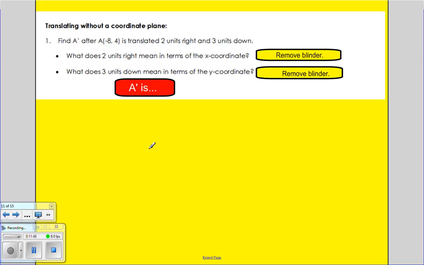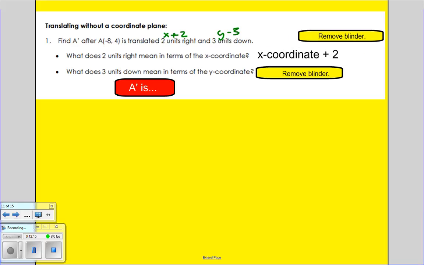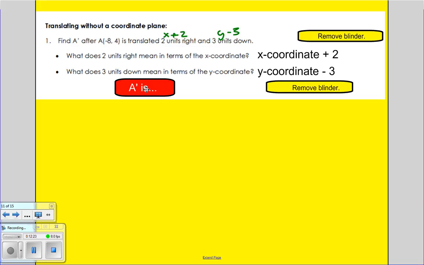Let's talk about finding A prime if the original A is at negative 8, 4. It's translating 2 units right, which is adding 2 to the x-axis, and 3 units down, which is subtracting 3 from the y-axis. Okay, what does 2 units right mean in terms of the x-coordinate? It means that we are adding 2. Okay, what does 3 units down mean in terms of the y-coordinate? It means we're subtracting 3. And A prime is going to be at negative 6, 1.